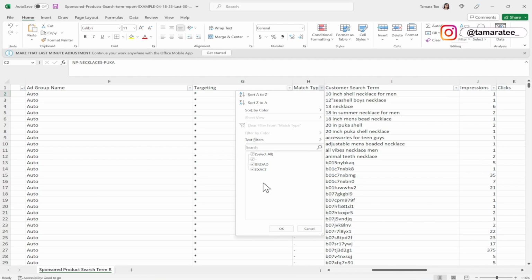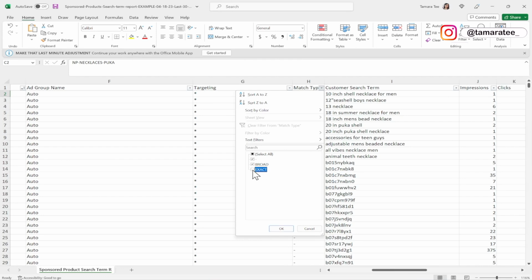However, if you are running phrase campaigns, that is totally okay. Just make sure that your phrase Amazon PPC campaigns are performing well, because if they're not performing well, then you probably should not be running them. So even though I don't have a phrase campaign running, what I am about to teach you today will also apply to optimizing your phrase campaigns. So don't worry about that.